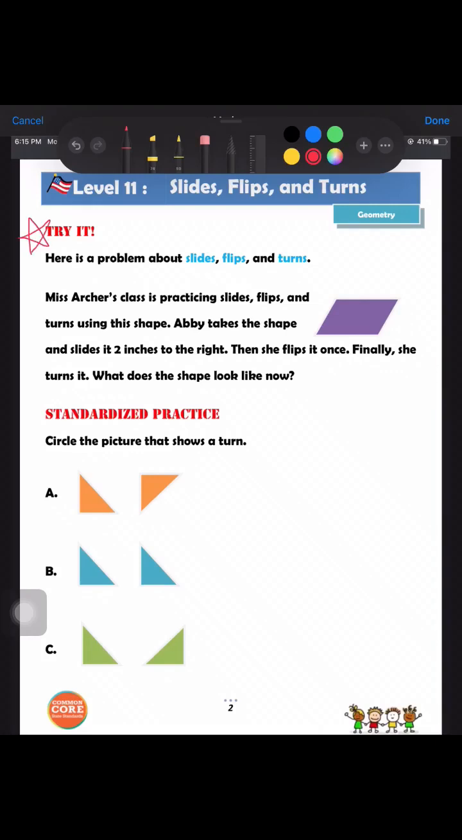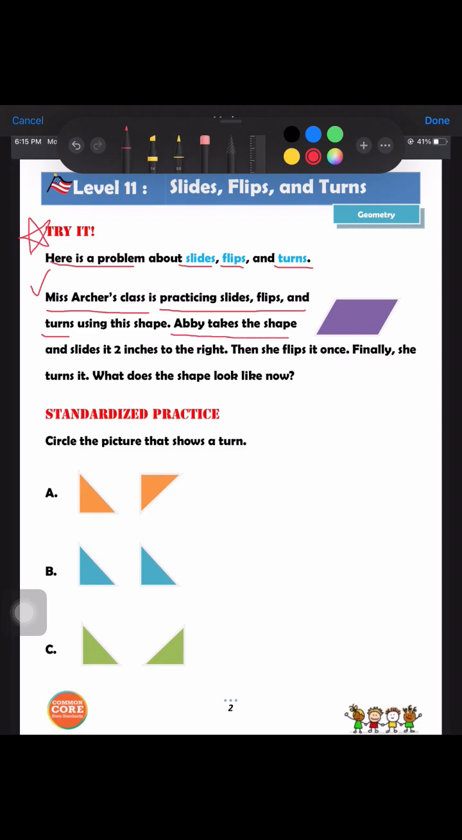Okay, kids, please take a look at page 2. Here is a problem about slide, flip, and turns. So take a look at the question below. Miss Archer's class is practicing slide, flip, and turn using these shapes.